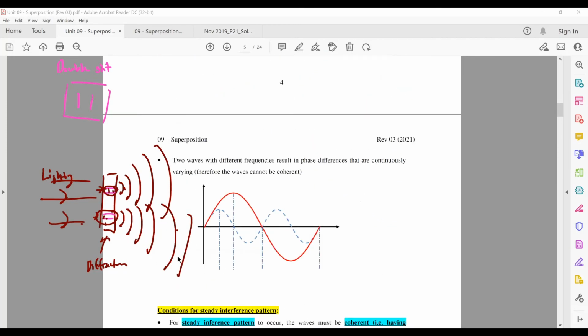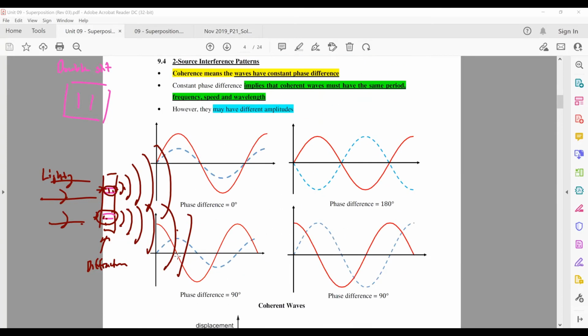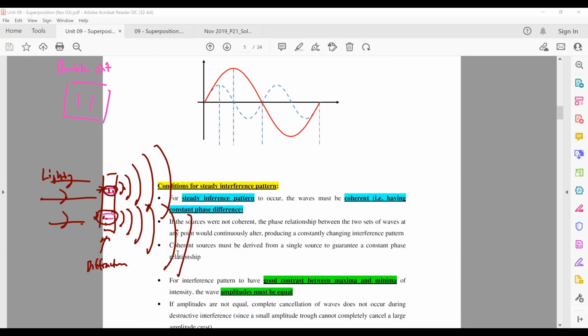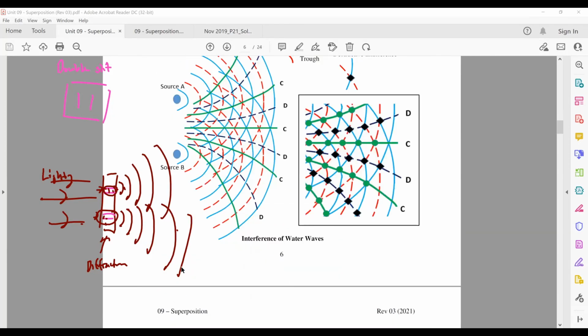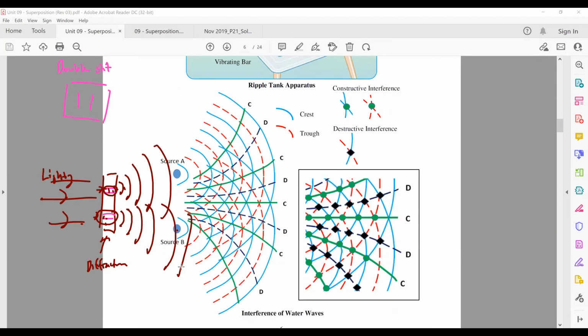Okay, so when the light waves from the two sources spread out, they will overlap at certain regions, just like the water waves. Okay, so certain regions will always be having constructive interference, certain regions will always be having destructive interference. Okay, so as I mentioned to you just now, you would have those regions of constructive and destructive, like the ones that are seen here.